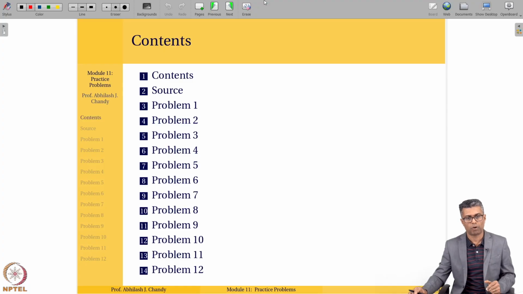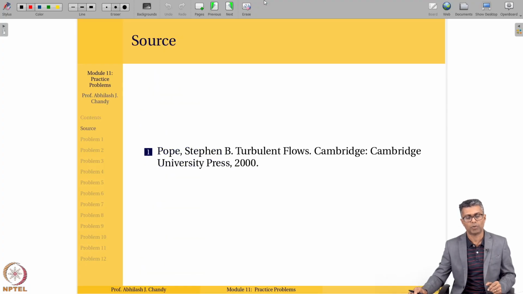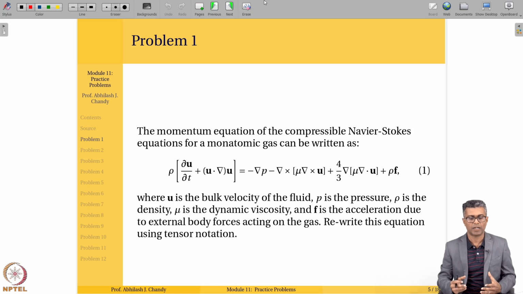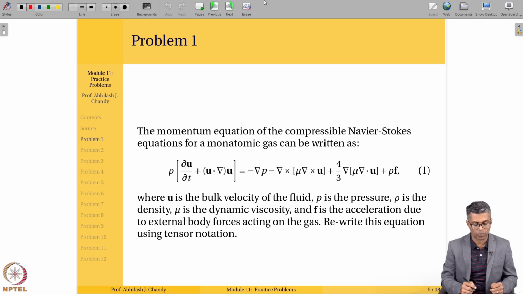So we have about 12 problems in this module and we'll try to work them out. Most of these problems are from Pope's book. Let's start with the first problem, and this is a relatively simple problem here. You have the momentum equation given for the compressible Navier-Stokes equations for a monoatomic gas, and it's given by rho del u del t plus u dot del u equals minus del p minus del cross mu del cross u plus 4/3 del mu del dot u plus rho f.